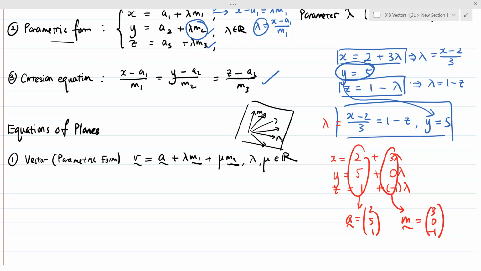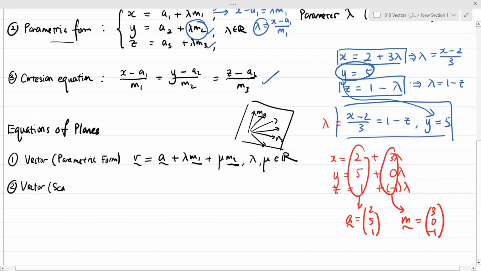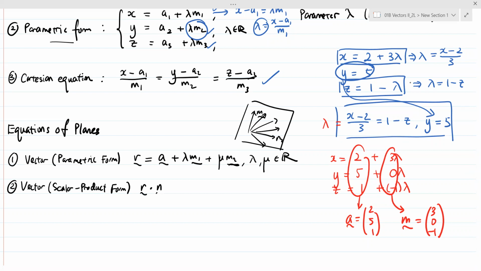Unlike lines, the information can be captured with just one direction vector. Okay, so that's why mathematicians decided, why not, let's try to get another one that perhaps is more convenient to use. So they came up with this form, the scalar product form. Okay, so for a plane, you need two directions. You need two different vectors that are parallel to the plane to encapsulate all the information of the plane.